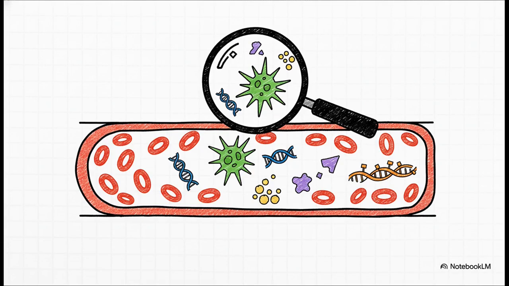So what kind of clues are we searching for in this blood sample? Well, we can look for whole circulating tumor cells that have broken off from the main tumor. We can find tiny fragments of circulating tumor DNA, which we can then sequence to identify the cancer's specific mutations. We can even detect chemical tags on that DNA, what we call methylation patterns, which can act like a return address, telling us not only that a patient has cancer, but potentially where in the body it came from.